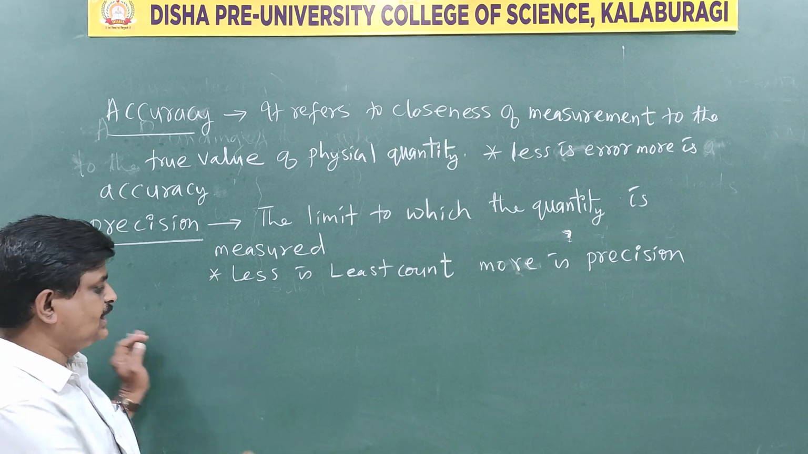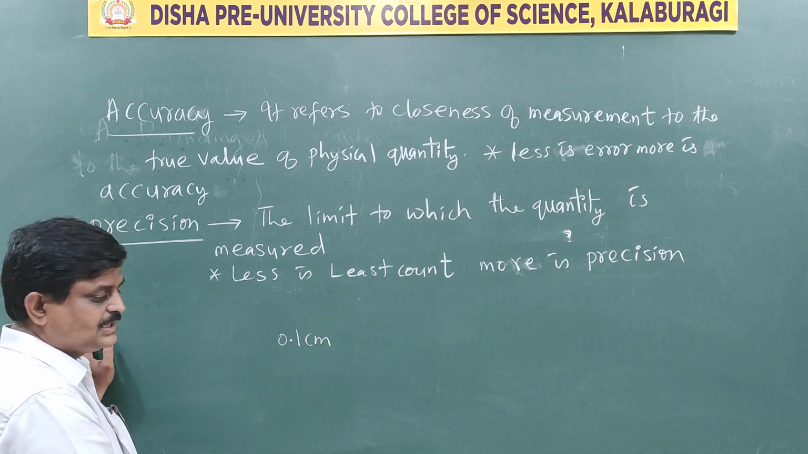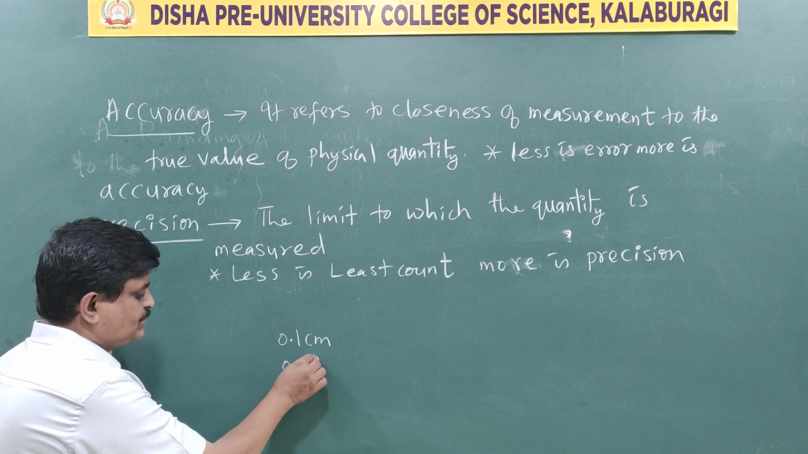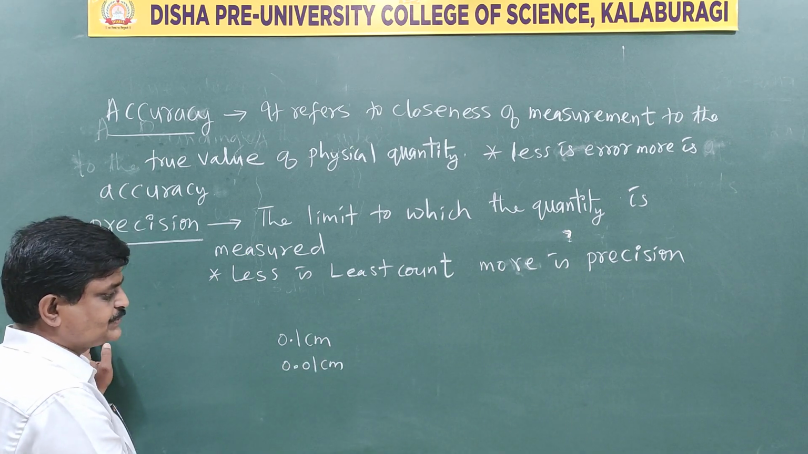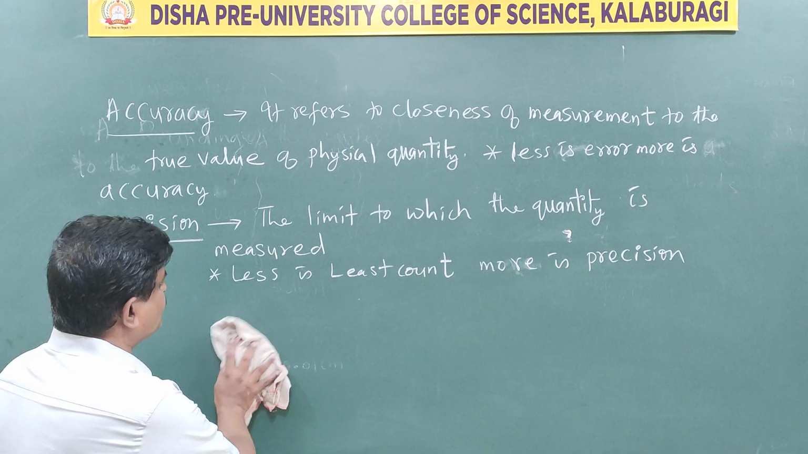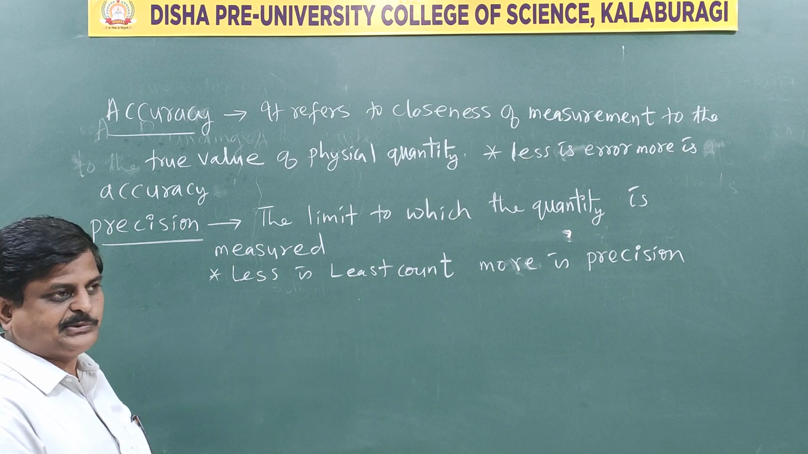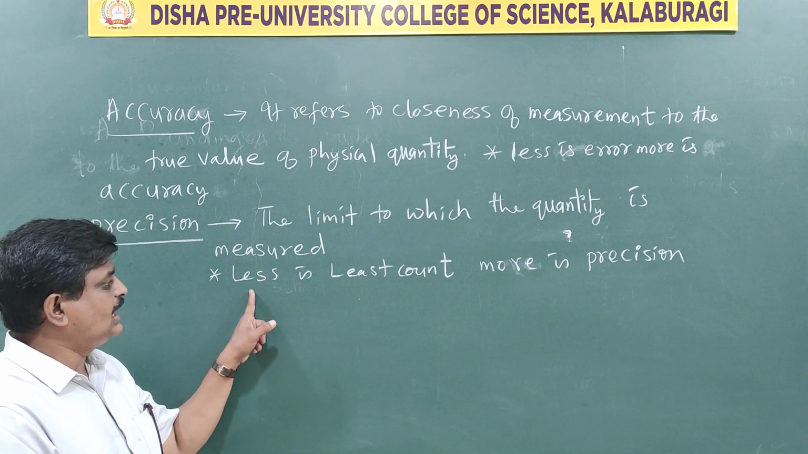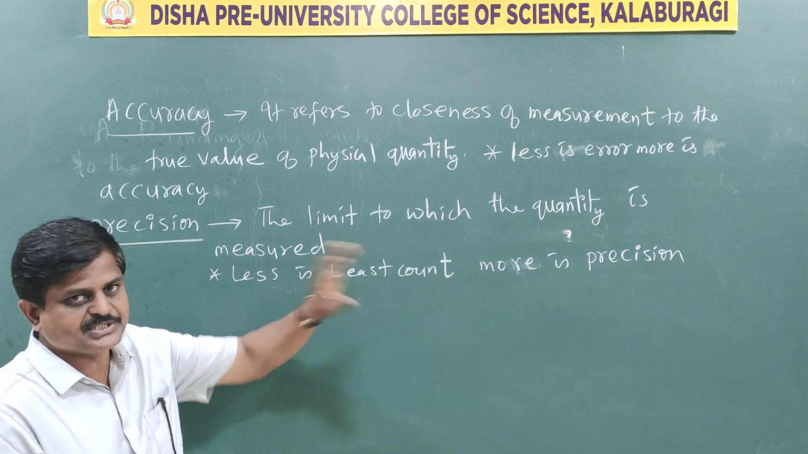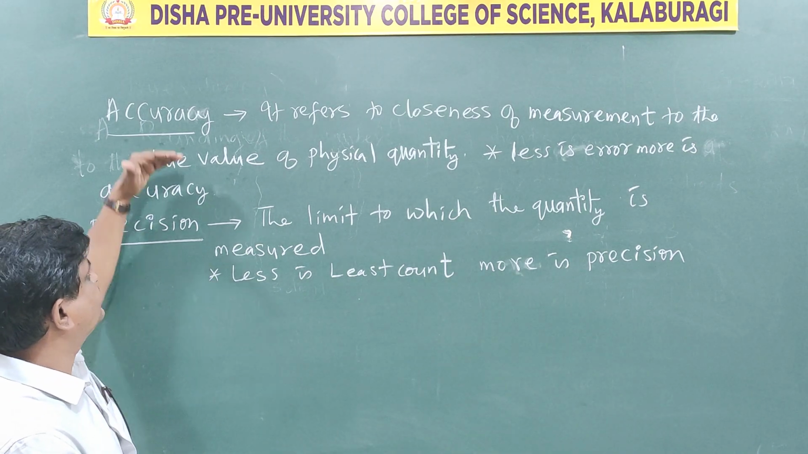Least count. Your meter scale has what least count? Please, 0.1. Whereas vernier calipers has a least count of 0.01 centimeter. So precision refers to what? The limit to which the quantity is measured. Now, how do you improve the precision of an instrument? Very easy. Less is the least count, and what is correspondingly more? Precision is more. Let us move to some examples that will differentiate these two terms.